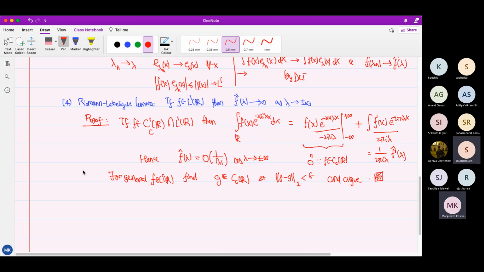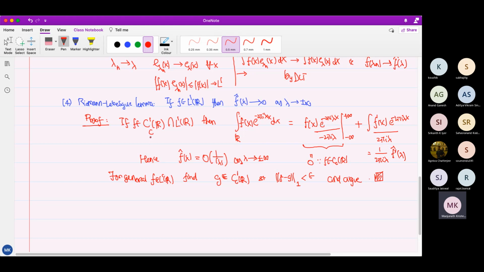Okay, so it's Cc1 of R, right? g, yeah, you're right. I wrote just Cc. So here I wrote Cc1. Thanks. So this is Cc1 of R. Okay, so we have the Riemann-Lebesgue lemma.